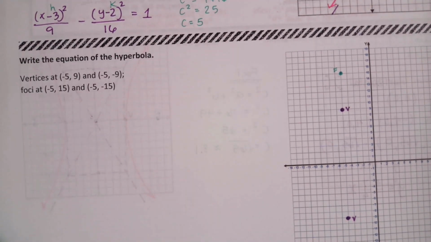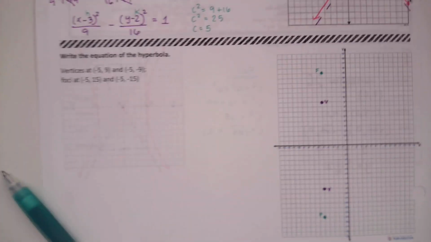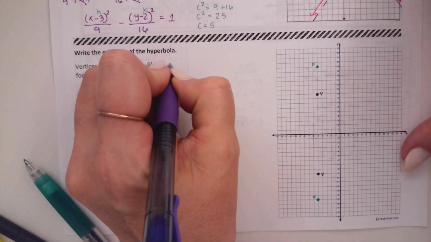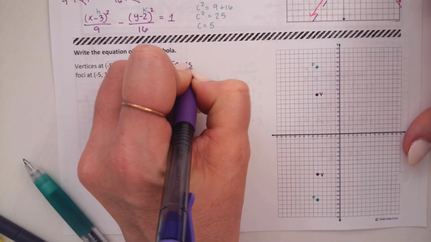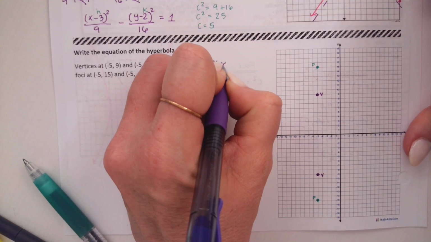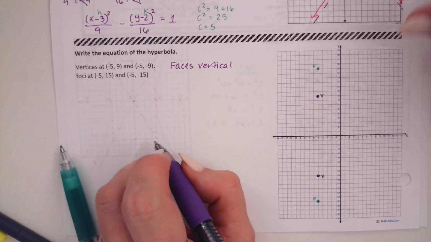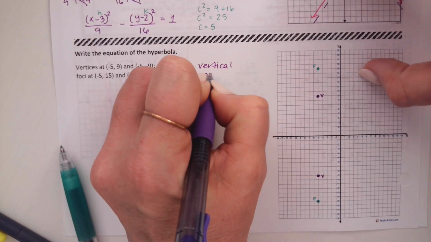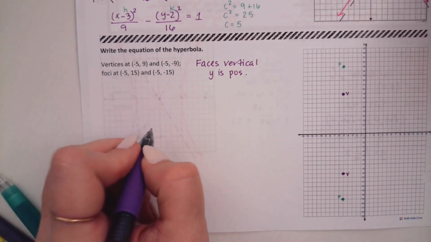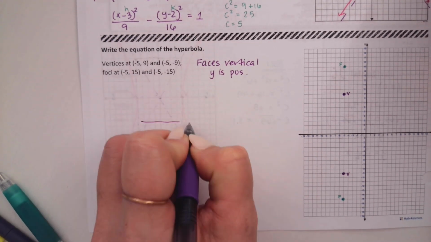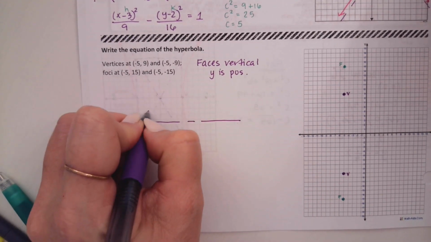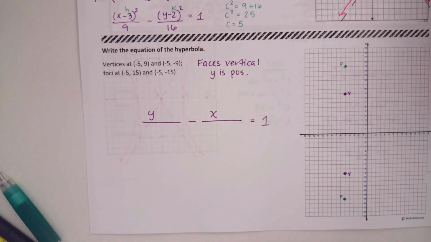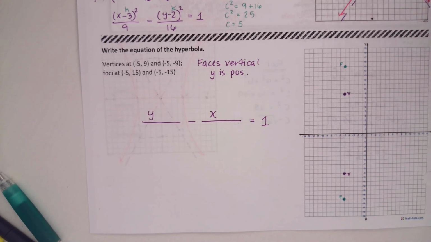Just based on the graph, you can tell which way this is going to face. Is this going to be a horizontal hyperbola or a vertical one? It's going to be vertical. Faces vertical. What do you know about it if it faces vertical? Which term is the positive term? Y is positive, yep. So you can kind of start setting it up. You know that Y is going to be the first term. That's the positive one. I know there's going to be a minus in the middle. I know there's going to be some fractions. I know it's equal to 1.